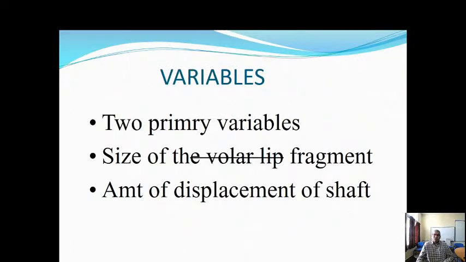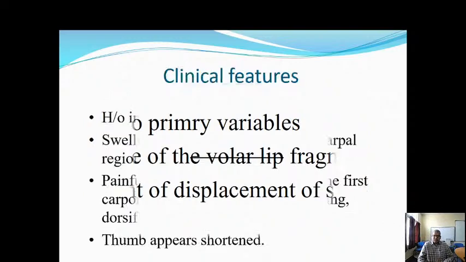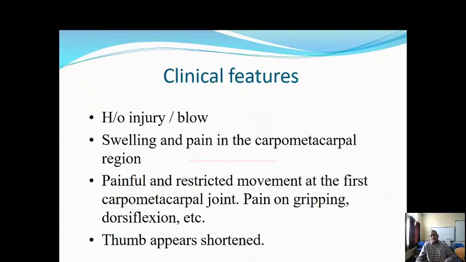Two variables are most important in Bennett's fracture: the size of the volar lip fragment and the amount of displacement of the shaft of the metacarpal. The clinical features are a history of injury or blow, swelling and pain of the carpometacarpal region, painful restriction of movements of the first carpometacarpal joint, pain on gripping and dorsiflexion, and the thumb appears shortened.